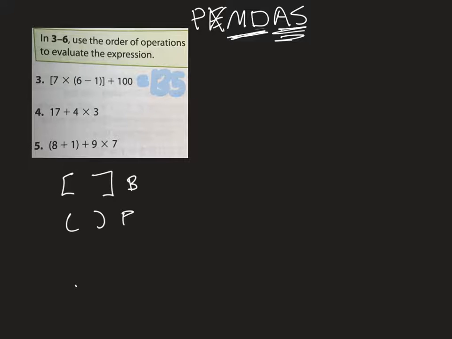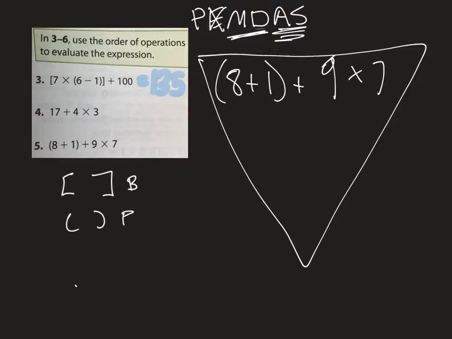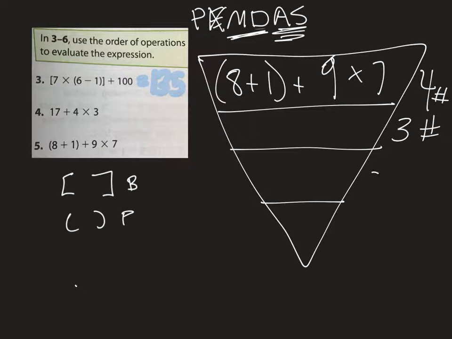Okay, so number 5 goes 8 plus 1 in parentheses plus 9 times 7. Okay, so if I think about my order of operation here, I got 4 numbers. So I'm going to go from 4 to 3 to 2 to 1. So 4 numbers to start. I'm going to go from 3 numbers to 2 numbers to 1 number. That's my goal. Okay. So remember, if I follow the order, the first thing I do is parentheses.